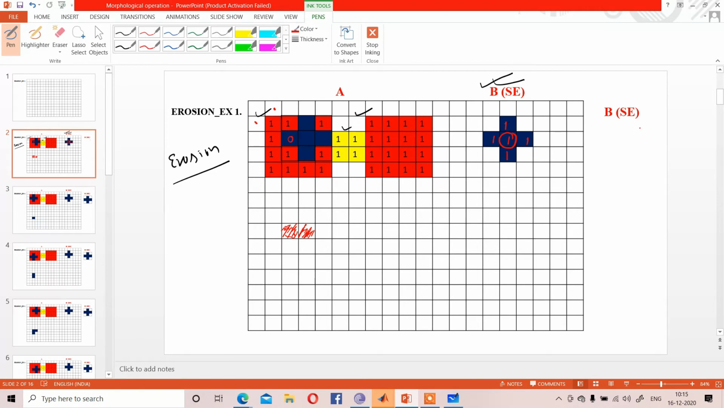Similarly, come to the third point. Any other point? Check that this also fits the image. So the third point is also the result of erosion. Is that clear what is happening here?